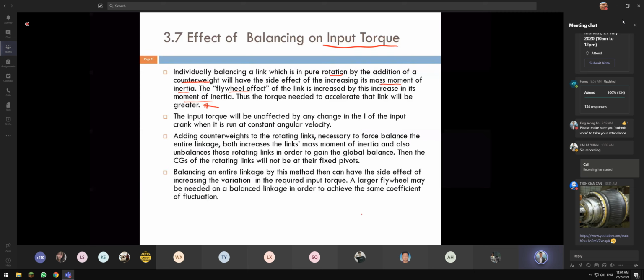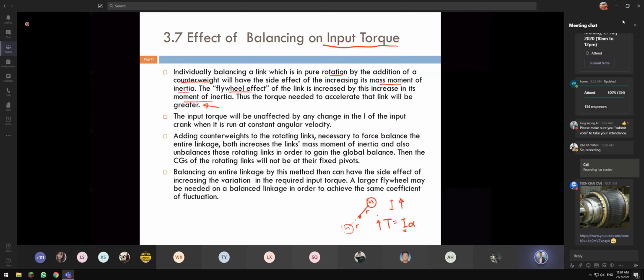So what it means here is, for example, now I have a mass M at radius R here. If I put the counterweight M and R here, my mass moment of inertia will be increased, because the torque is I alpha. So when this is increased, my torque will have to increase. That's why we need a higher torque in order to accelerate.